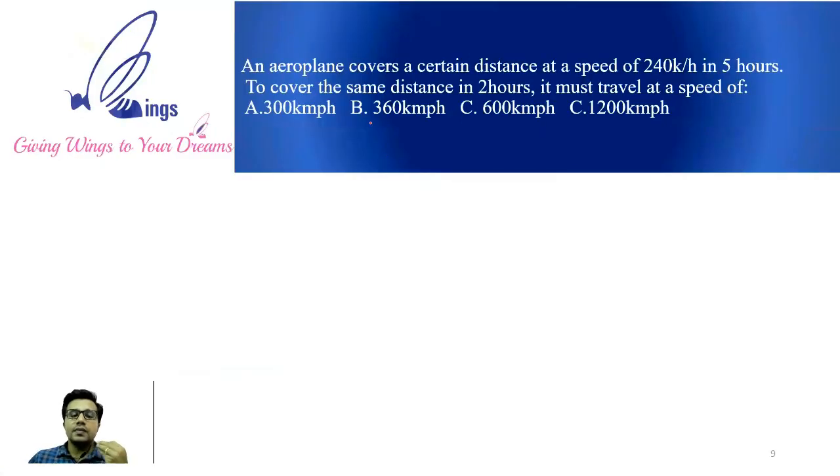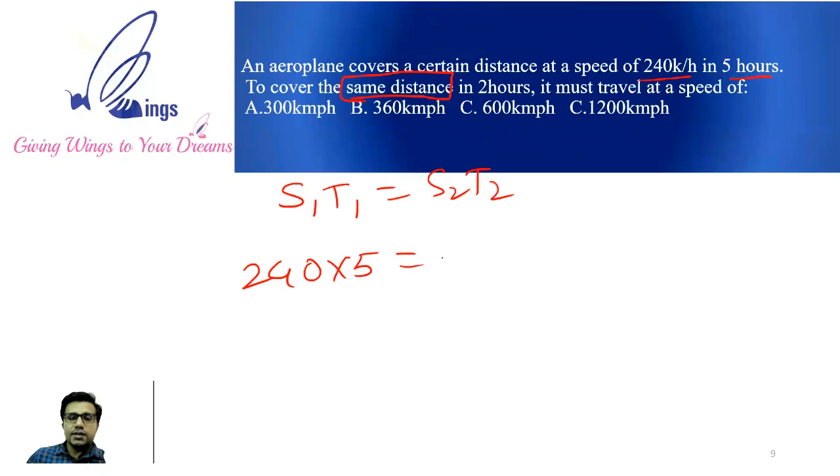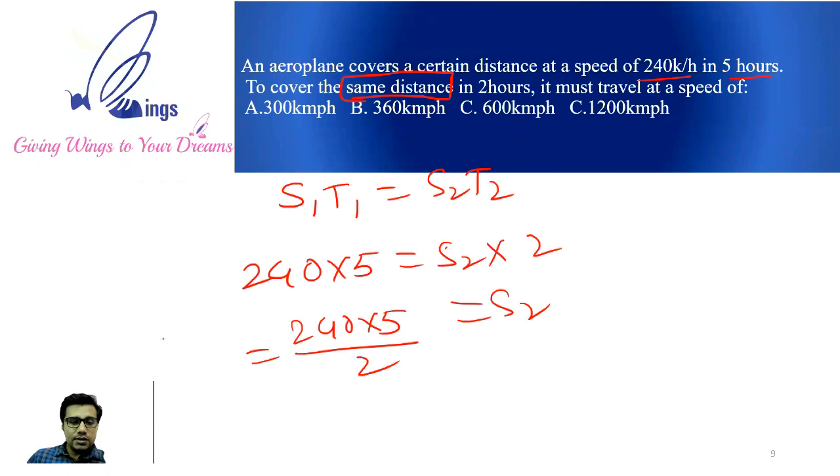Some problems from this. An aeroplane covers a certain distance at a speed of 240 km per hour in 5 hours. Okay, so the time is given, speed is given. To cover the same distance means distance is constant. And when the distance is constant, you might remember the formula was S1 T1 is equal to S2 T2. Let's use that here. So S2 is equal to 240 into 5 divided by 2. This is going to be 600 kilometers per hour. The answer is option C.